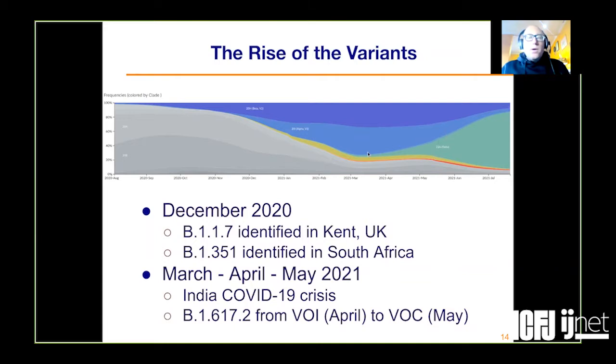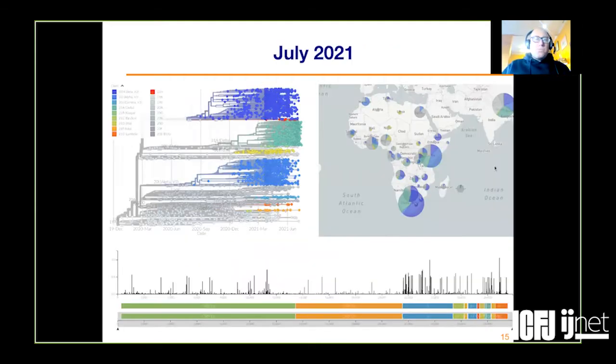And you see how this is not an African picture. This is a global picture. We see how Delta is just taking over. It's pushing all the other versions of the virus out of the way. It has what we call a selective advantage. We can see this on the tree.